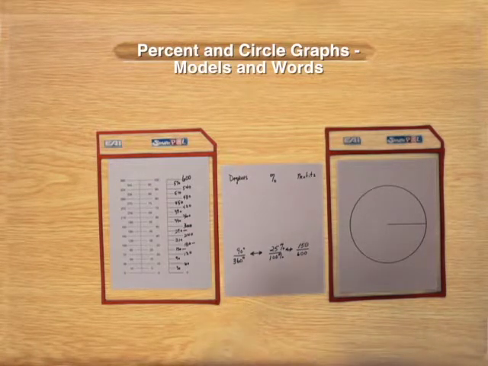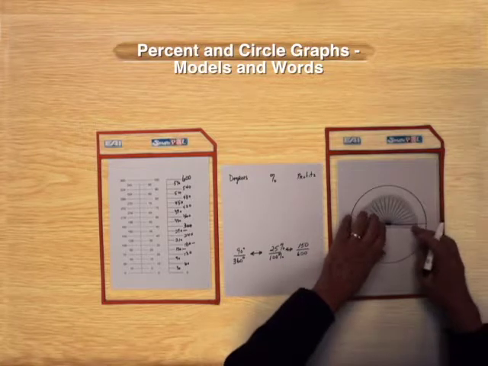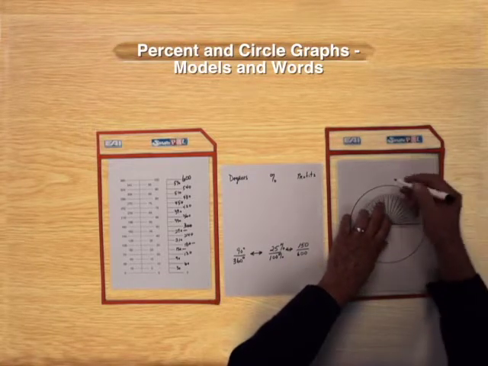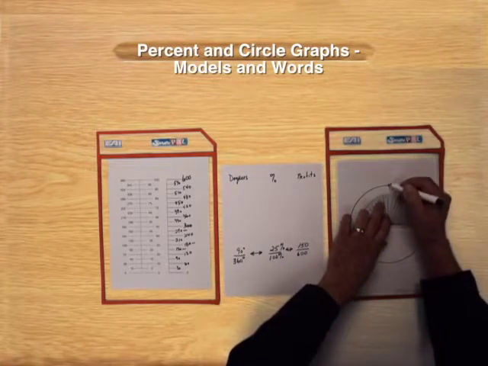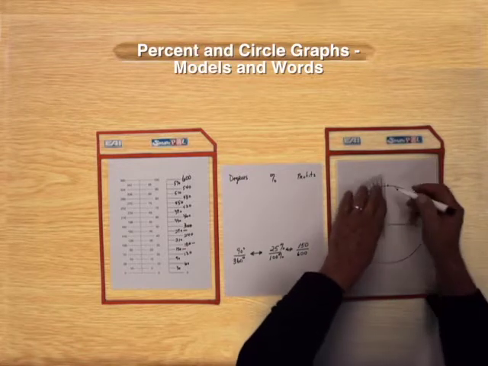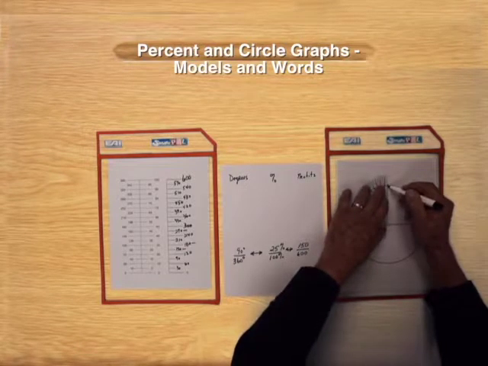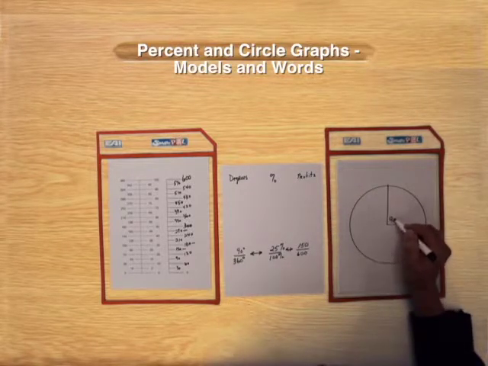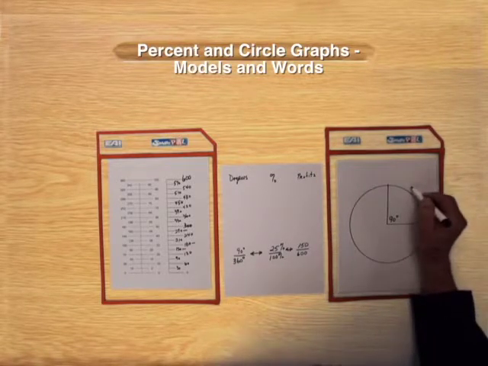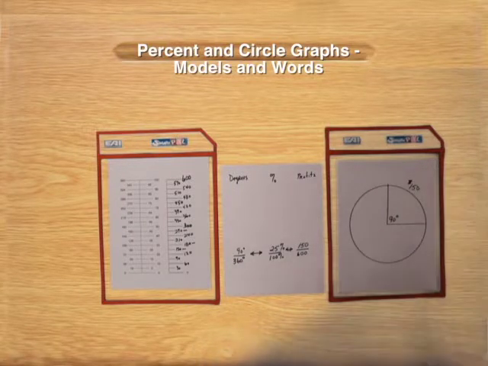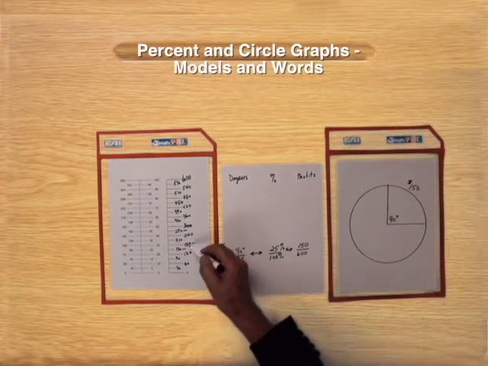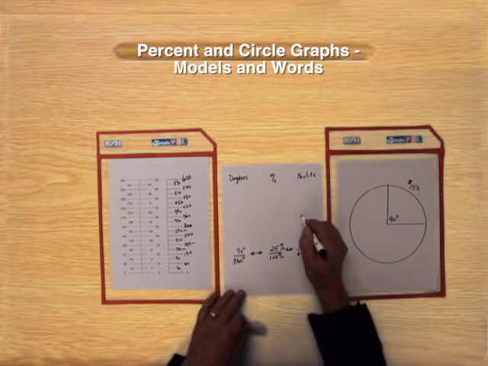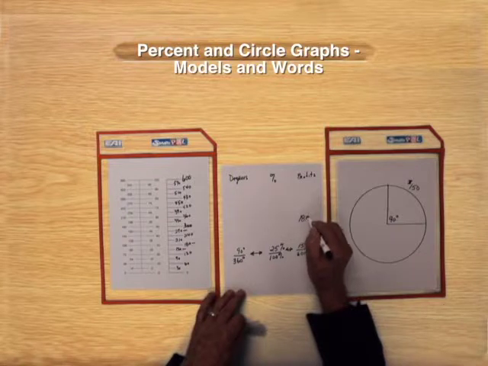So again, we draw our angle of 90 degrees. 90 degrees, we'll cut the circle right there, and we draw the angle. So this is going to be 90 degrees, and it represents $150 of the profits. Now let's go to the next profit, which was $180. So we have $180.